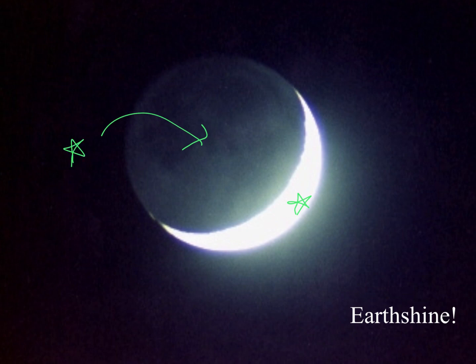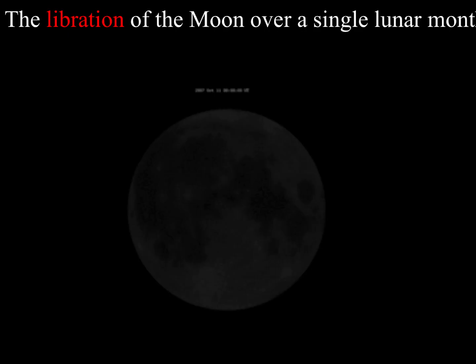But here, we can see the other part of the moon, although not well, because light from the sun is reflected off the Earth that then reflects onto and partially illuminates the moon. Very cool. The last movement of the moon is called libration.